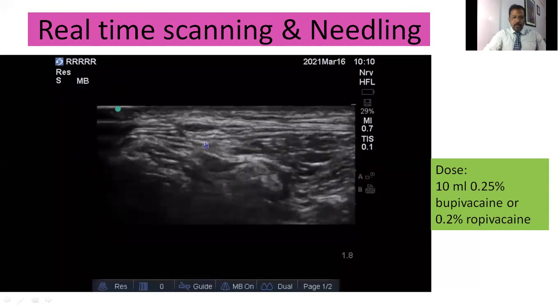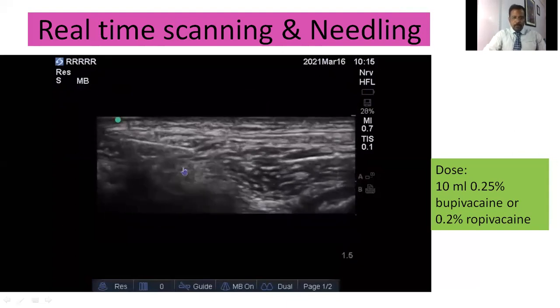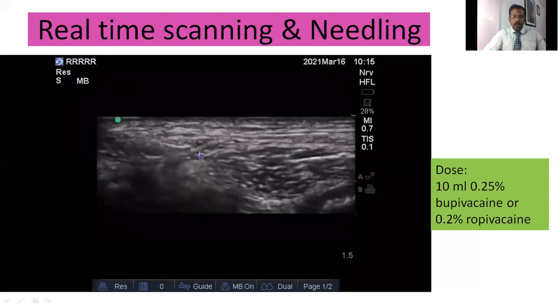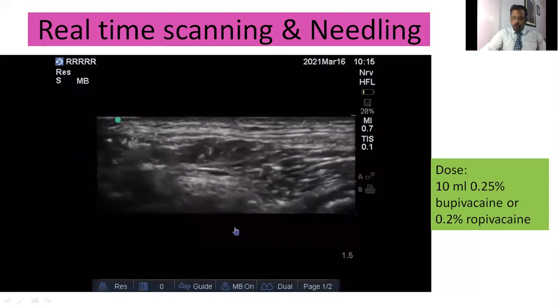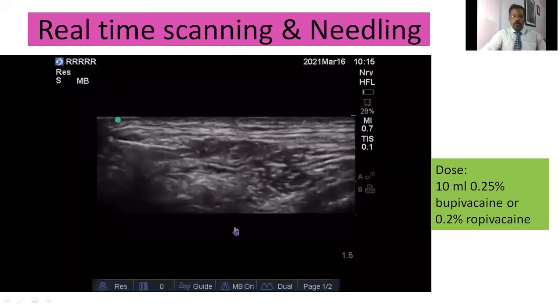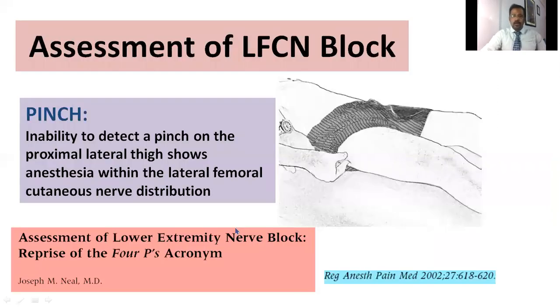Just at the lateral edge where the sartorius ends below the fascia lata, there's a fat filled space where your lateral femoral cutaneous nerve is present, and you deposit around 10 ml of 0.25% bupivacaine or 0.2% ropivacaine, and your lateral femoral cutaneous nerve will be blocked. Now, how do you assess your lateral femoral cutaneous nerve block? Say another P, that is pinch the skin of the proximal lateral thigh. If the patient tells there is no sensation, it means your lateral femoral cutaneous nerve is blocked.